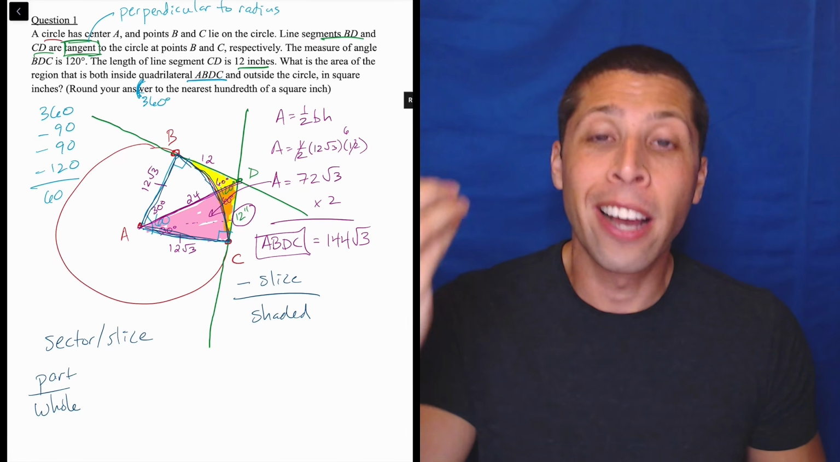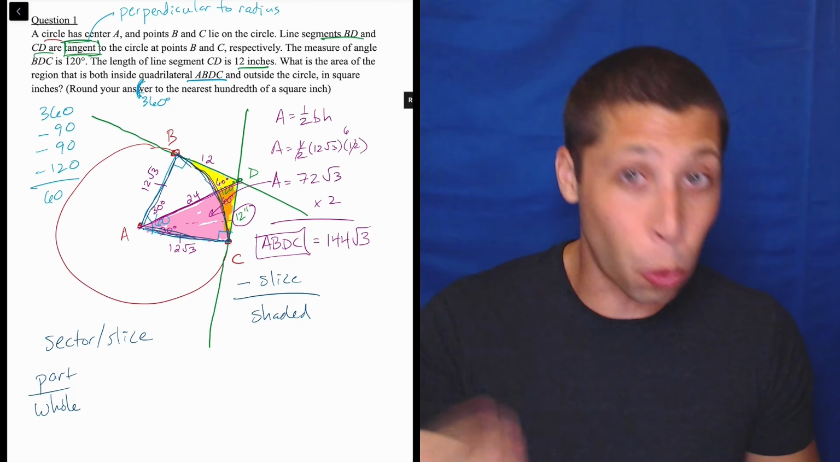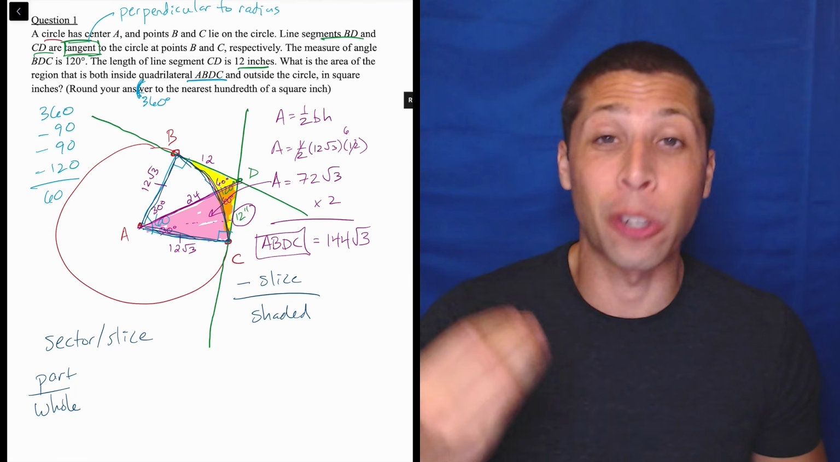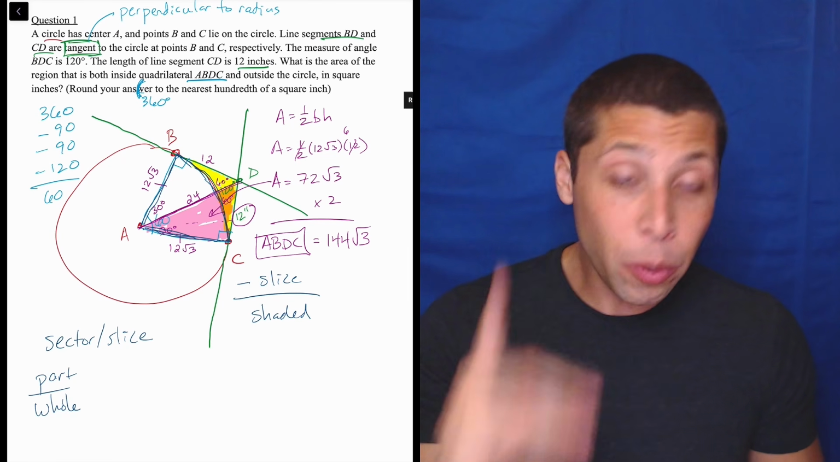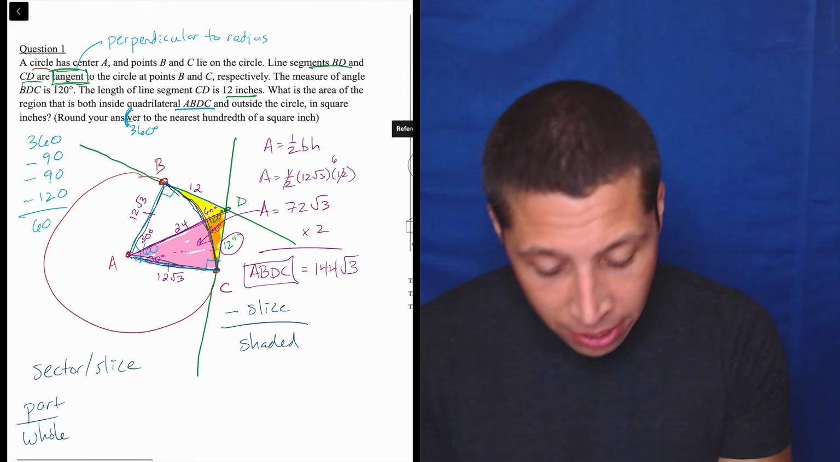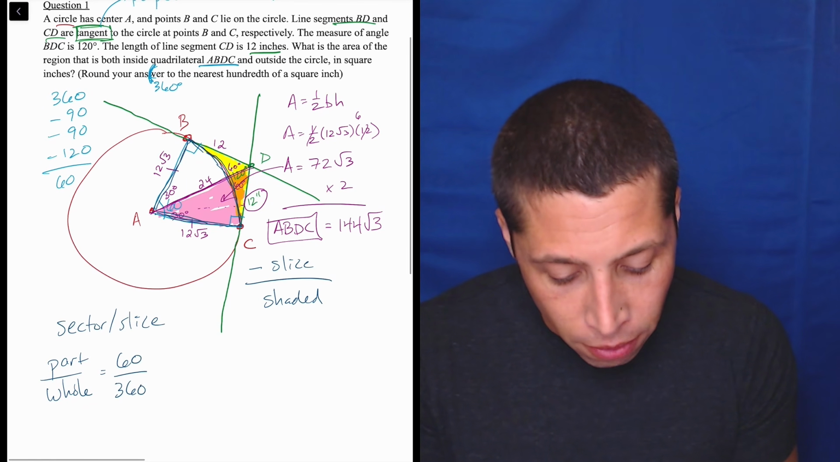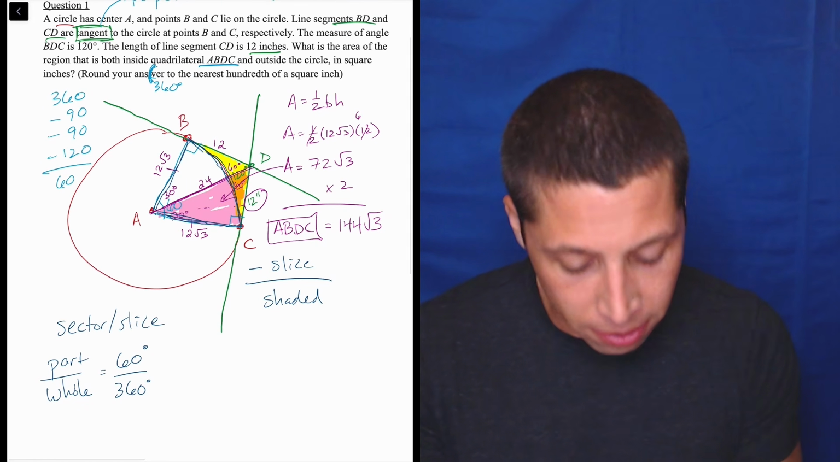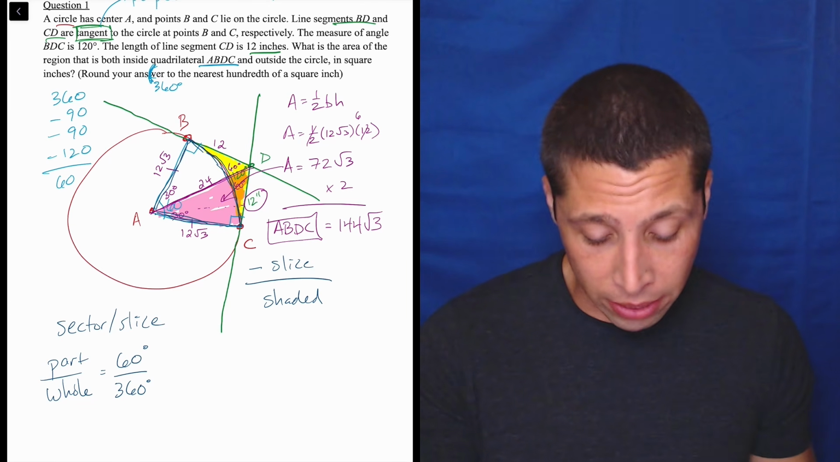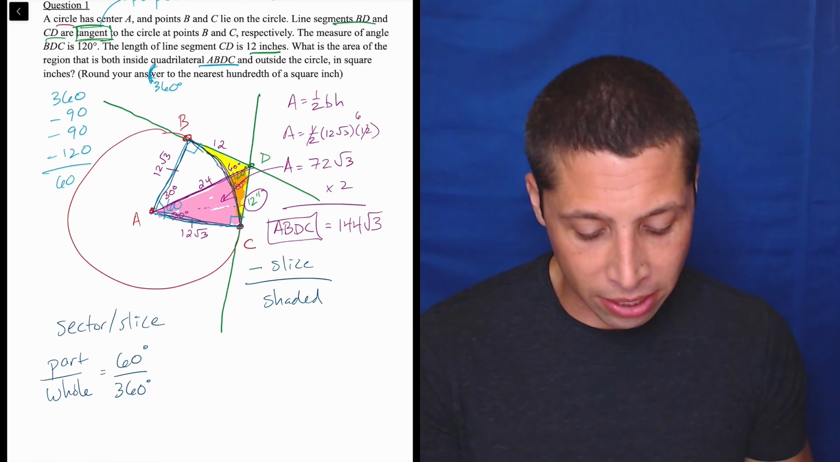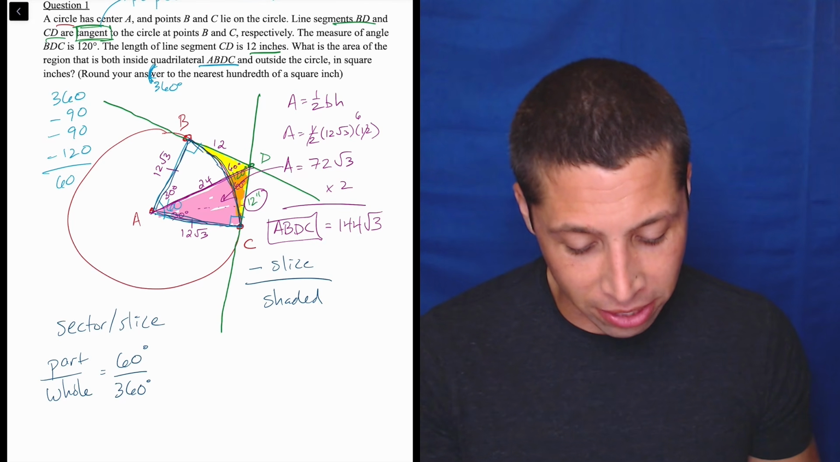It's still got a quarter of that circle. It's going to have a quarter of the area, a quarter of the circumference, a quarter of the degrees. But here we don't have a quarter. We have 60 degrees out of 360 degrees. So that's 1/6. We could think of it that way, but I'm going to leave it as 60 out of 360 for the sake of simplicity, right?